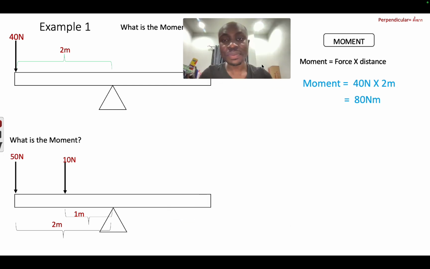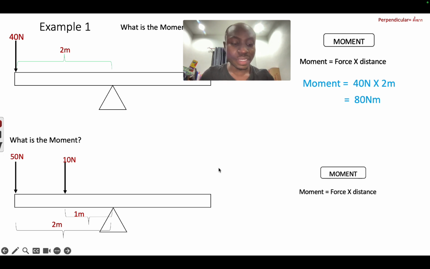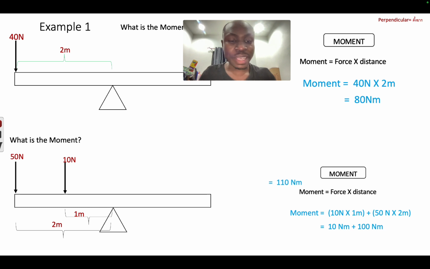What about number 2? We have two forces on one side, 50 newtons and 10 newtons, and here are their perpendicular distances. So what is the moment? It is the force times the perpendicular distance. Okay, this is the word, perpendicular. So that will be the first moment. We have to find the moment for the 10 newton force and add it together with the moment of the 50 newton force. So the moment of the 10 newtons will be 10 newtons times 1 meter plus 50 newtons times 2 meters. This is going to give us 110 newton meters. This is the moment.